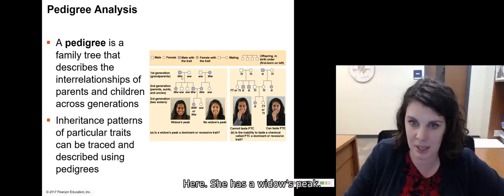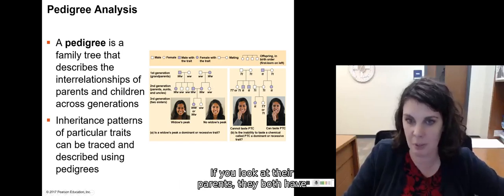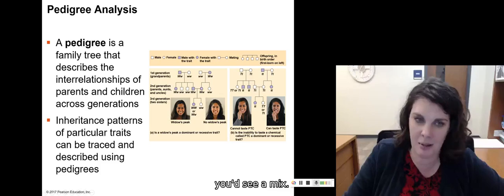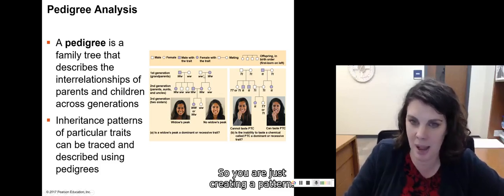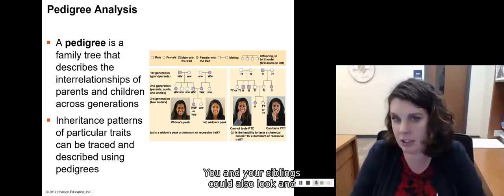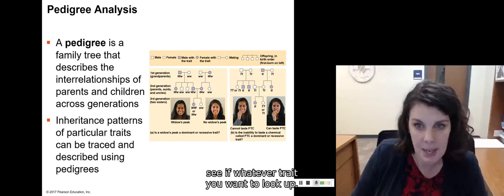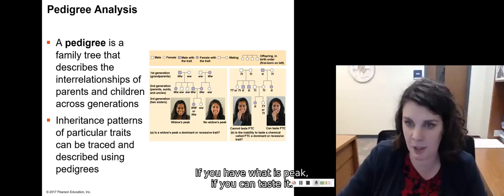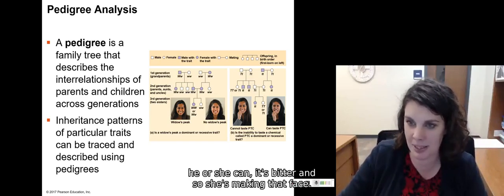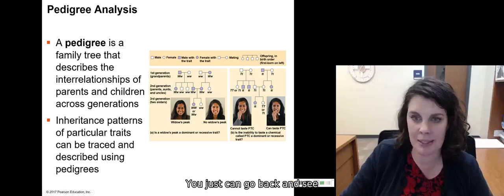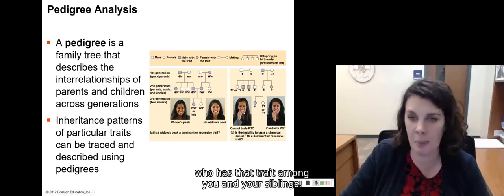Okay, so here she has a widow's peak, she does not. If you look at their parents, they both have a widow's peak, and if you looked at their grandparents, you'd see a mix. So you are just creating a pattern. So you and your siblings could also look and see whatever trait you want to look at. If you have a widow's peak, if you can taste it. So here she can't taste the PTC, here she can, it's bitter, and so she's making that face. So you can just go back and see who has that trait.